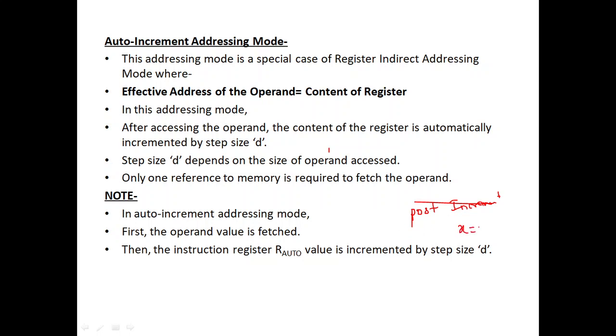Suppose x equals 2. x plus plus, in the sense, the value of x is 2 only at first. After accessing it as 2, we then increment, that is, x equals 3. Initially the x value will be 2 only. Why? Because in post increment, first we access the value, that is 2 as it is, and later on we increment. So this is the post increment mode.